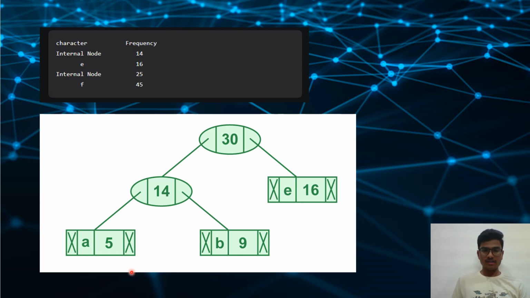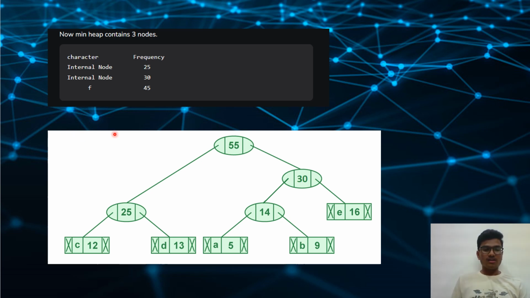Now the min heap contains only 4 nodes, where 2 nodes are the root of the trees, that is 30 and 14, with single element each, and two heap nodes are root of the tree with more than one node. So in this we extract two minimum frequencies from the heap, that is 14 and 16, and we create a new internal node with frequency 30, which is a new element, 14 plus 16, which gives rise to 30.